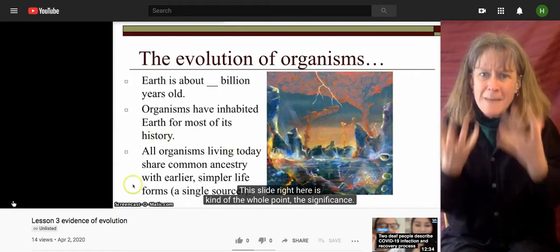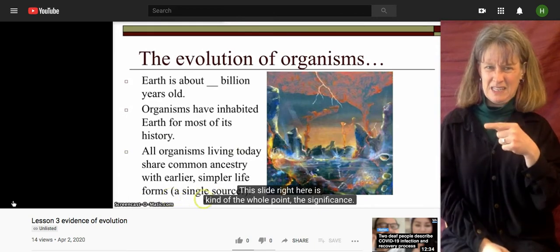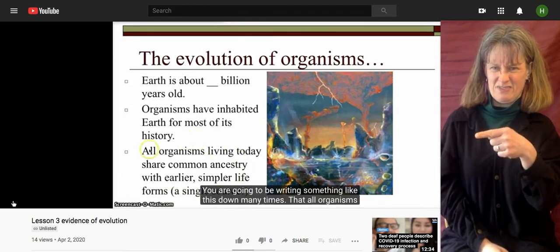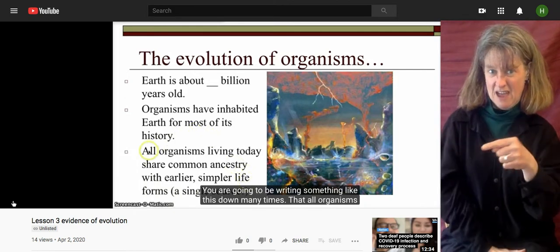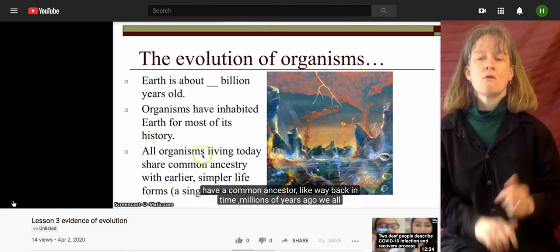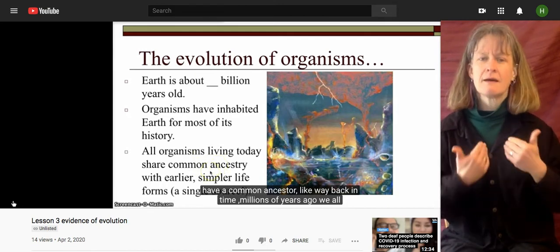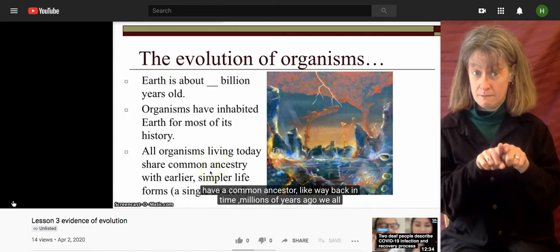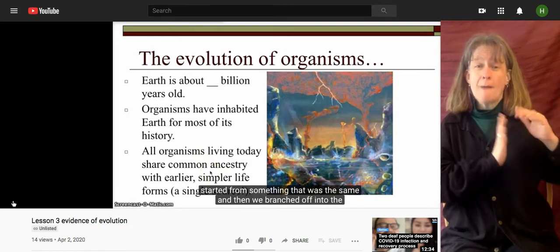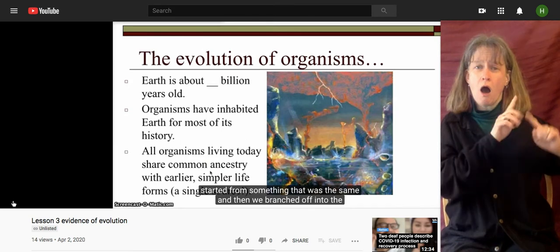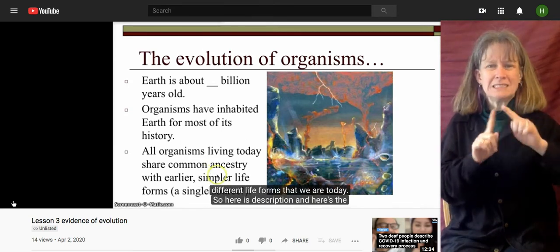This slide right here is kind of the whole point, the significance. You're going to be writing something like this down many times, that all organisms have a common ancestor, like way back in time, millions of years ago. We all started from something that was the same, and then we branched off into the different life forms that we are today.